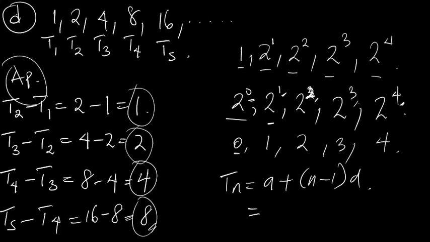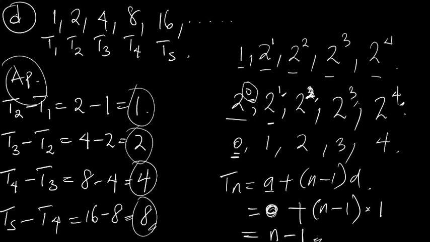Now, the first term a is 0. The first term a is 0, which is this. Then plus, when you look at it, the common difference is 1. So this is n minus 1 times what? 1. So this will give us what? n minus 1. So it now means that the exponent is n minus 1. But when you look, the base is the same, which is just 2, 2, 2.